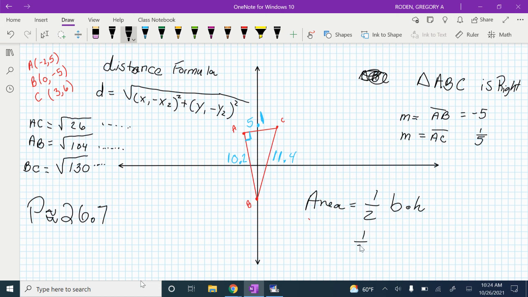So 1/2. Now the base and the height. Where's the base and the height? What sides are the base and the height? Give me a base, Dakota. Here's a hint. The base and the height always intersect at a right angle. So 5.1. Yep. And what's the height? 10.2. And so the 11.1 is neither a base nor a height. Does everyone understand that? You know it's a base and height because they're always perpendicular to each other. Does everyone see that?